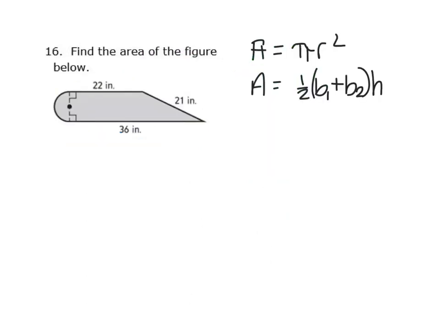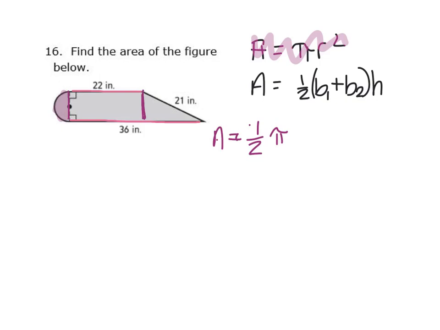For number 16, this is another composite. I have half a circle, so I'm going to take my area of a circle and divide by 2 because I just need half of it. So this means the area is going to equal 1/2 pi, and then my radius is going to be half of the diameter. Now I'm not given the diameter, but I do have some dimensions for the trapezoid. I know the whole base here is 36 and the top is 22.